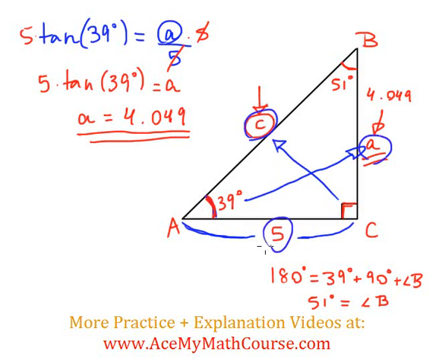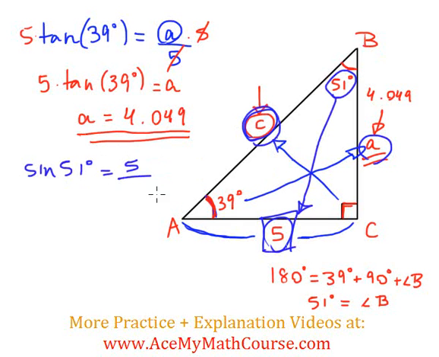And I want to use this side as well as that one. So I will use the sine of angle B. Sine of 51 degrees, and sine is equal to opposite over hypotenuse. The opposite side measures 5, and the hypotenuse is C. So now, how can I solve for C? I'll multiply both sides of the equation by C. They cancel out over here.